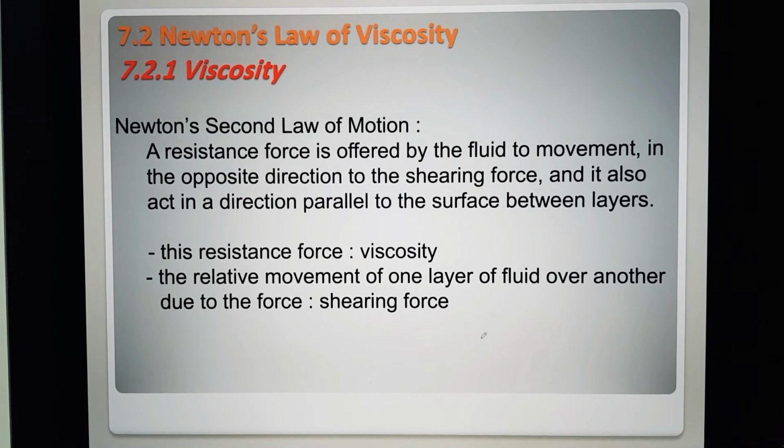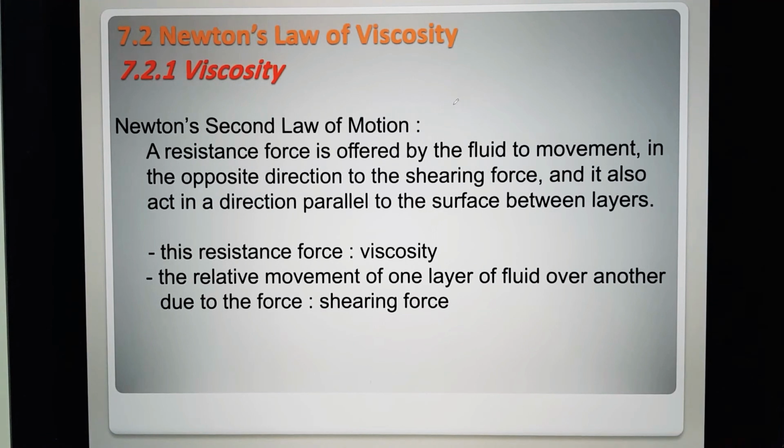Then we move on to Newton's law of viscosity. What does it mean by viscosity? It is a resistance, a force that is offered by the fluid to movement in the opposite direction to the shearing force, and it also acts in the direction parallel to the surface between layers.